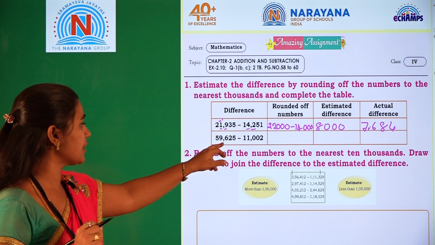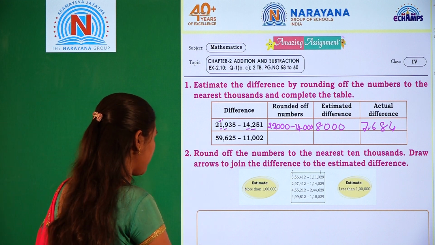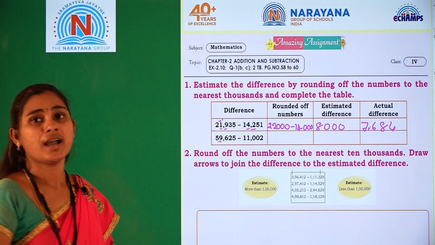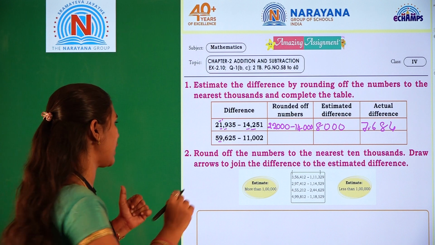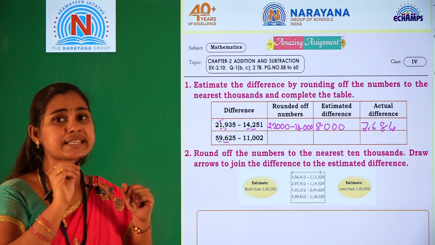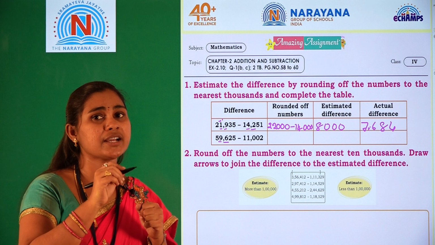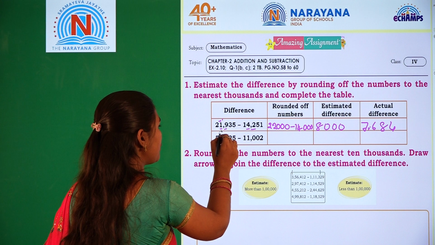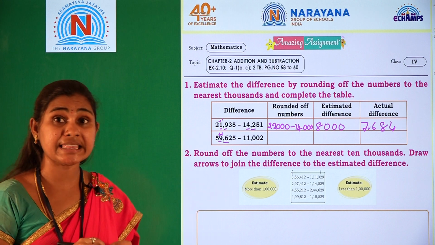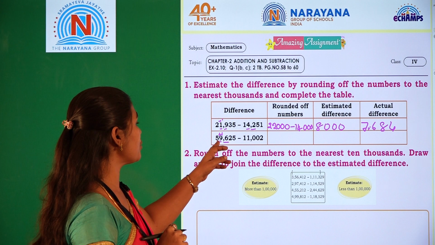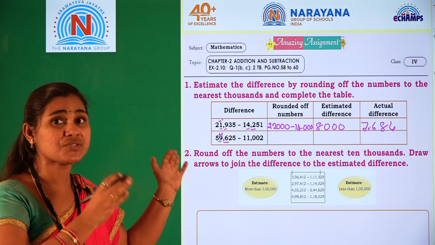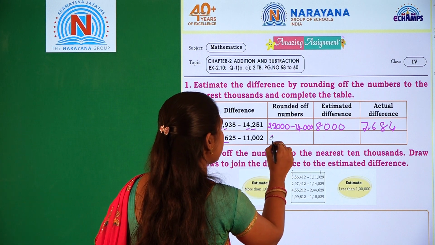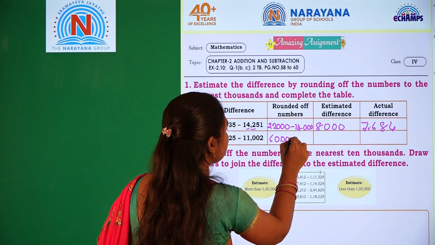See here, same like that. Nearest thousands: first of all, we have to underline the thousands place digit. 9. After that, we go for the digit on its right side. 6. Now, is 6 more than 5, less than 5, or equal to 5? It is more than 5. Then you add 1 to 9, and it will become 10,000. So 10,000 plus 50,000 becomes 60,000. We write it as 60,000.